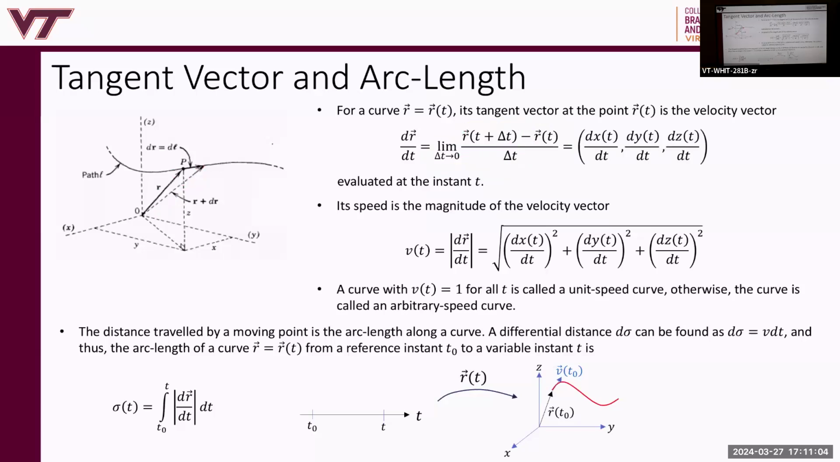Look what happens when you take this vector, r of t plus delta t, and you subtract from it r of t. Then you get this vector here, right? And that vector there is tangent to the curve. So if you differentiate your parameterization, then you get a tangent vector along the curve.